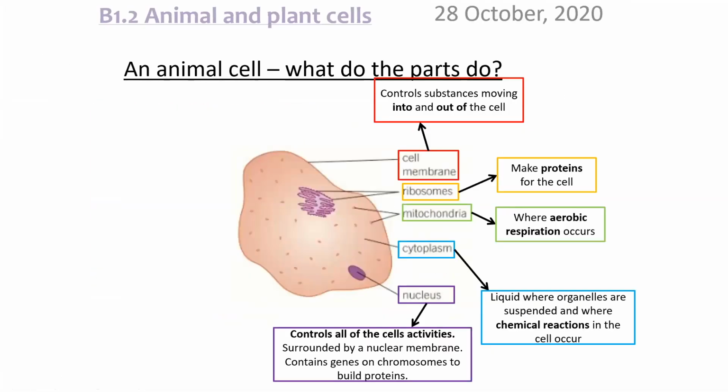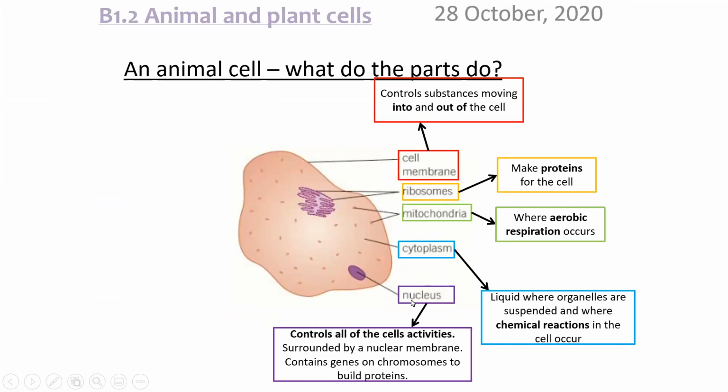Okay, so let's talk about what they do. Cell membrane controls substances moving into and out of the cell. Ribosomes make proteins for the cell. Mitochondria, aerobic respiration occurs. So that's where we get our energy from, the mitochondria. Cytoplasm, sort of like the liquidy bit, where organelles are suspended and where chemical reactions in the cell occur.